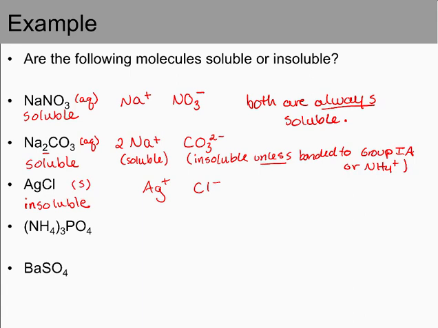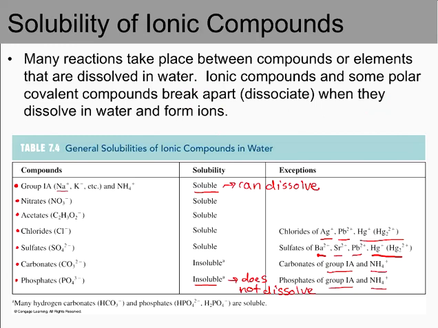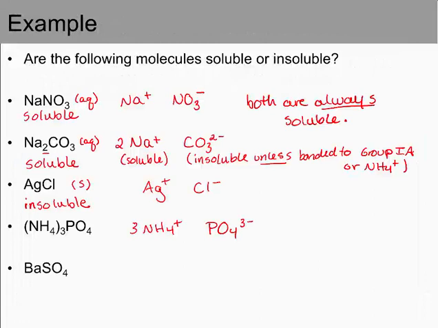All right, and then the next compound is ammonium phosphate. So we have 3 ammonium ions and 1 phosphate ion. And let's go back to our chart and look up the phosphate group. Oh, there we go. So phosphates are the last group in our table. And it says that they are insoluble unless bonded to a group 1A metal or the ammonium ion. So in this case, phosphate is bonded to ammonium ions, so this would make it soluble, because ammonium ions are always soluble. So then we'd write a little aqueous designation there.